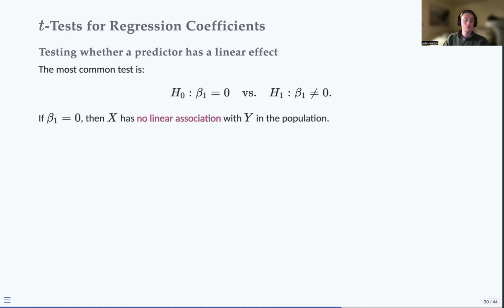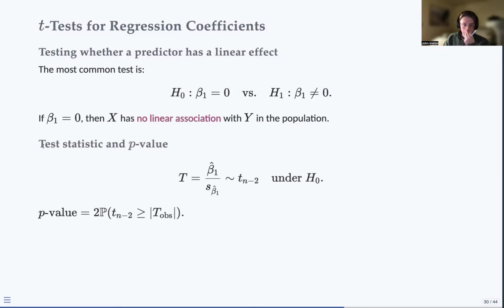This is what I mentioned before. This is one of the most common tests that you care about. You care about testing whether the predictor has a linear effect, and so that's testing whether or not beta 1 is 0. Under the null hypothesis, you assume it is 0, and under the alternate, you assume it isn't. So this is going to be a two-tailed test.